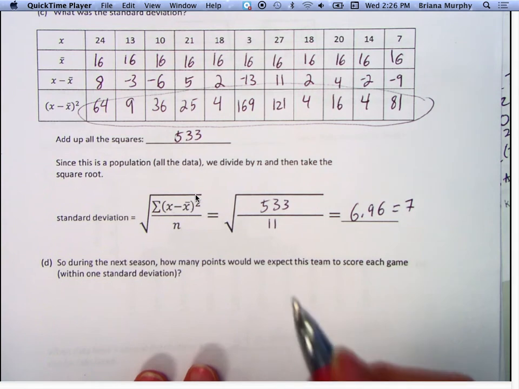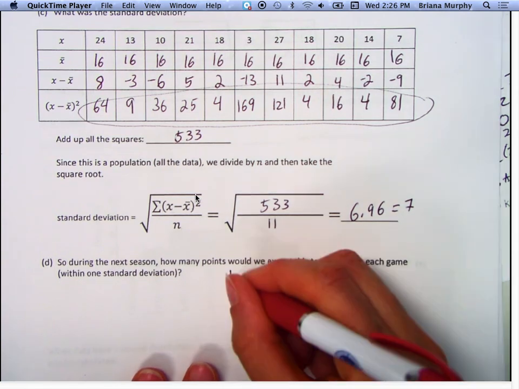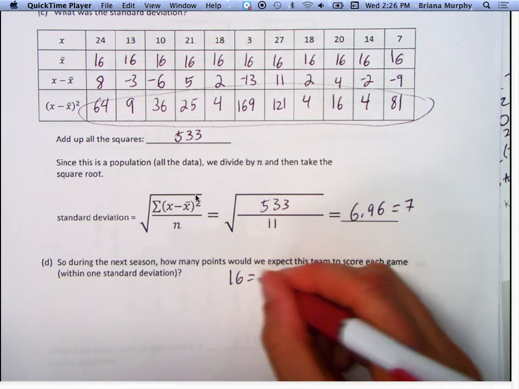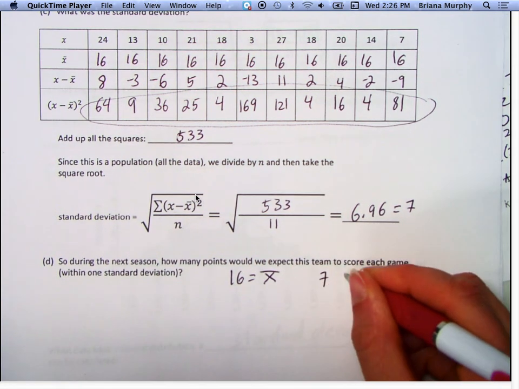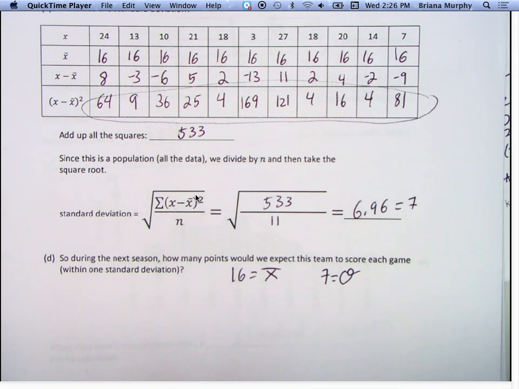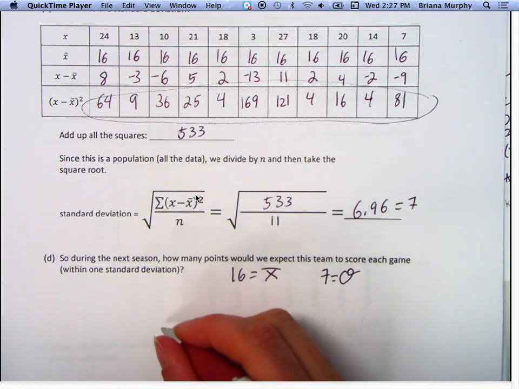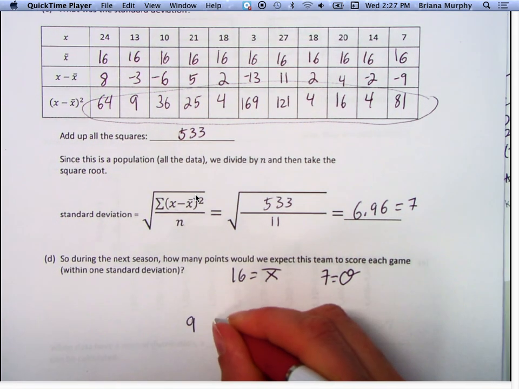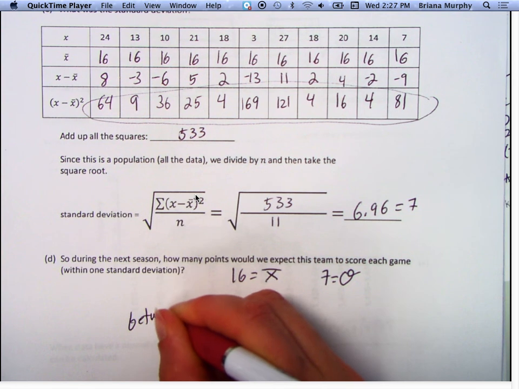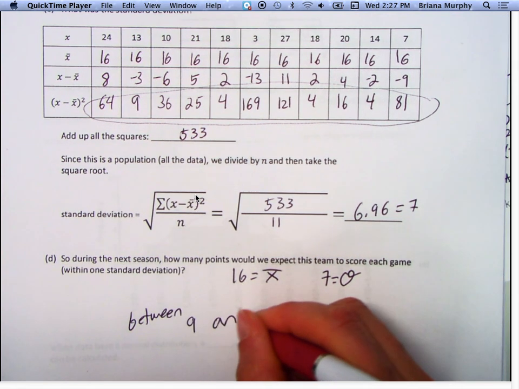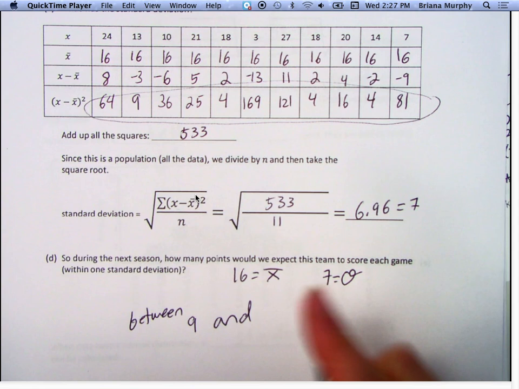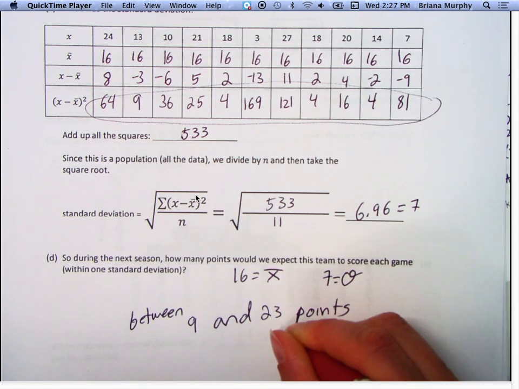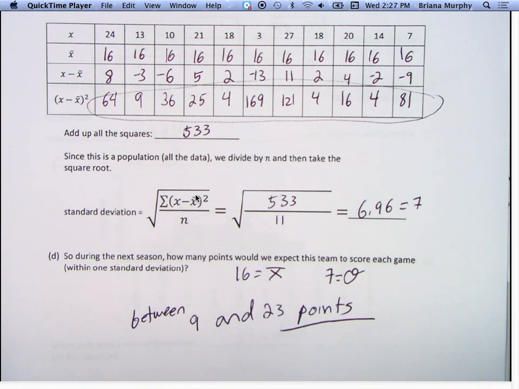So what is the mean again that we found? 16. So we're going to do what with that 7? This is our mean. 7 is our standard deviation. What do I do with it? 16 minus 7. Which is? 9. And what's 16 plus 7? 23 points.